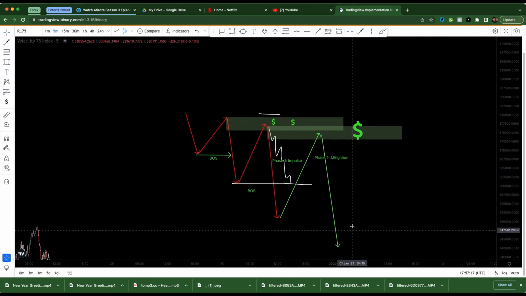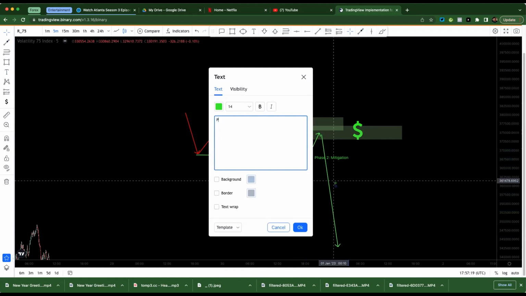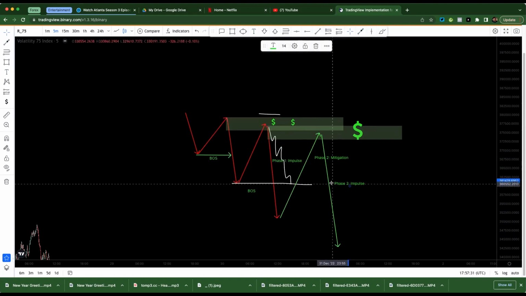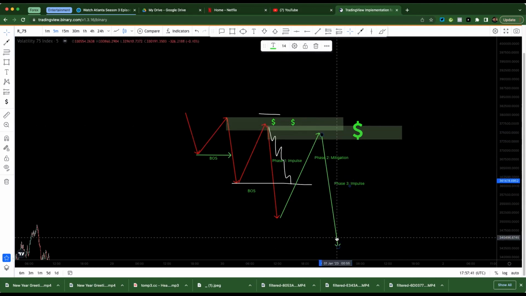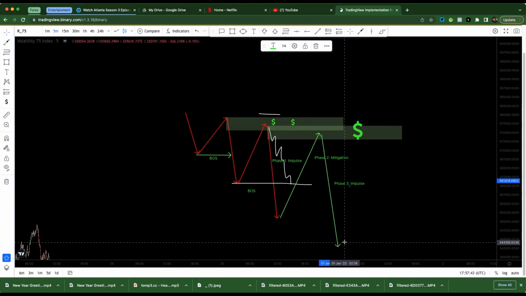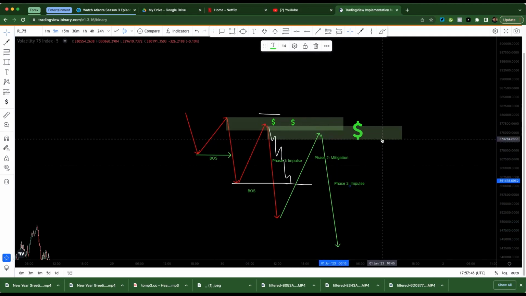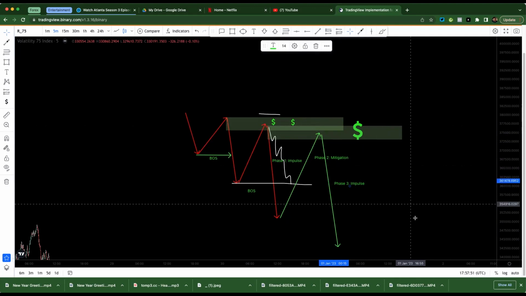Phase three impulse. If you're not in the trade, this is phase one again for you. If you open your chart and you already see this move happening, this move automatically becomes phase one for you. Then you get your order block, and you wait for phase two, which is the mitigation. Boom, then you enter, and it's phase three again, impulse.